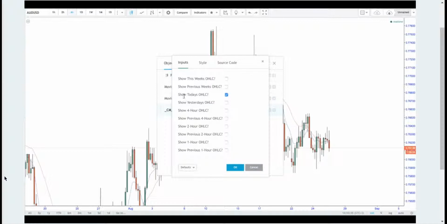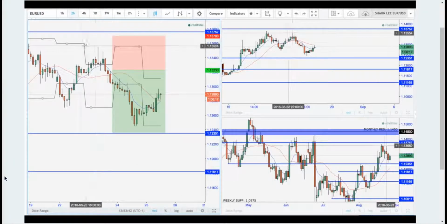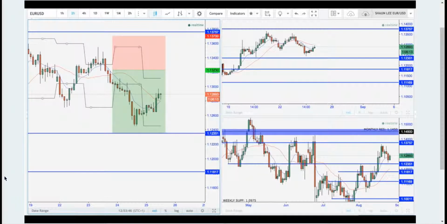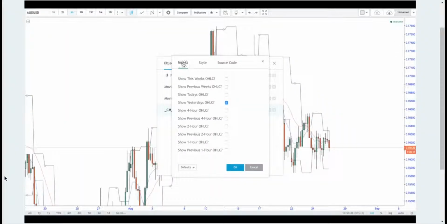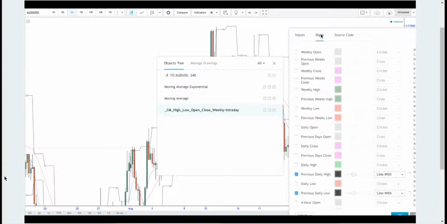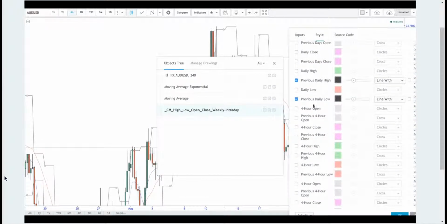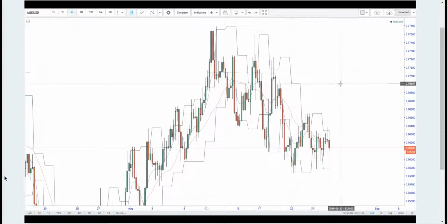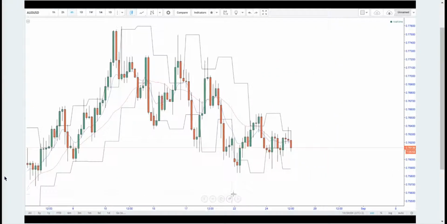All right, so show today's open, high, low, close. Show yesterday's open, high, low, close, I believe. So just go back to this one. Show yesterday's open, high, low, close. Okay, guys, so on inputs here, show yesterday's open, high, low, close. Style, previous day high, previous day low. There we go. That's that. Source code, don't touch that. Done. And as you can see, it's plotted on a channel.